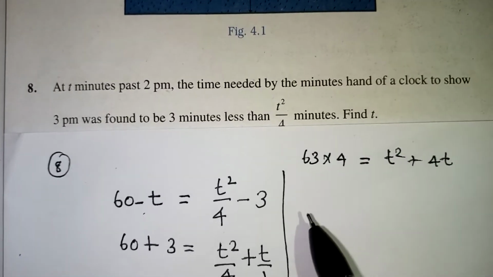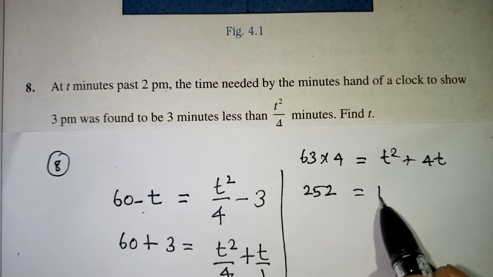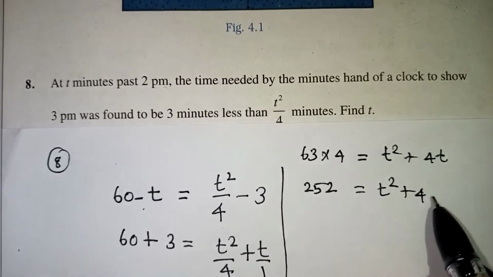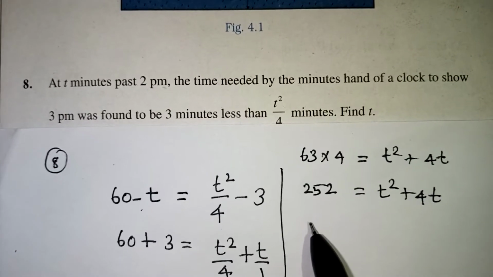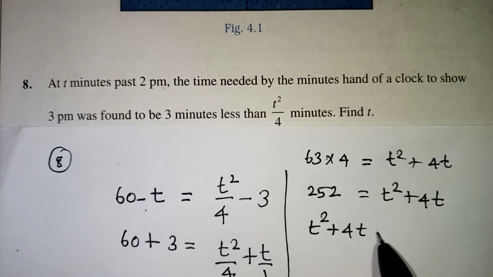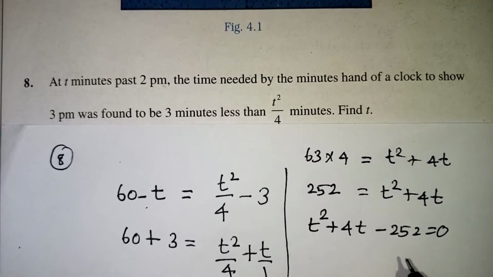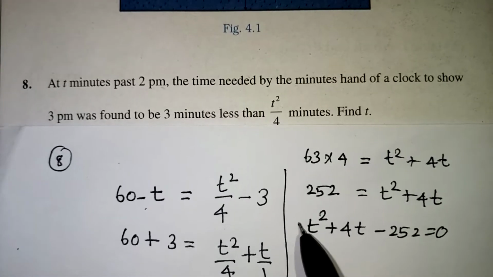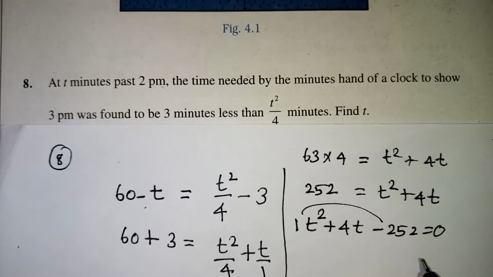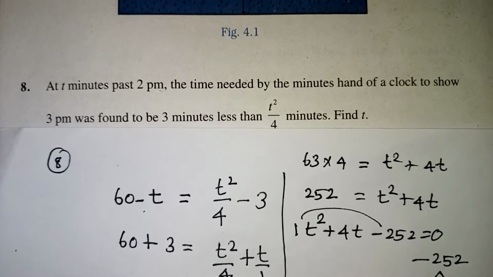Now 63 into 4, 252. So 252 is equal to t squared plus 4t. Now 252 bring it to that side, that will become minus: t squared plus 4t minus 252 equal to 0. Now this quadratic equation we have to solve now. While you are multiplying 1 into 252, minus 252 is needed. While multiplying, minus 252 should come.